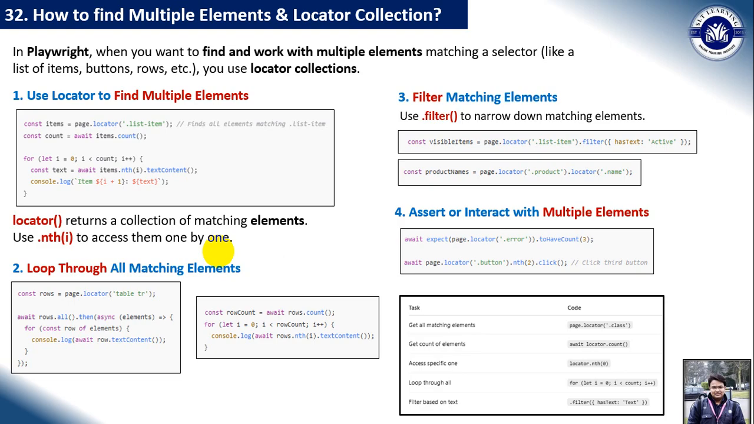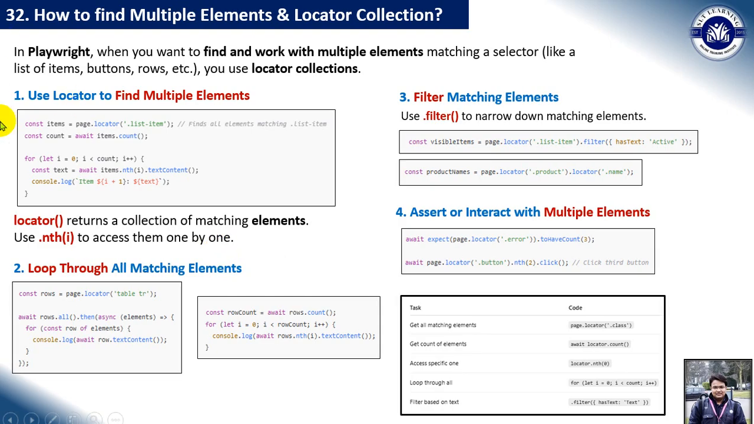If it is returning a single element, then you need to utilize it accordingly. It depends on you. There is no separate thing like locators or locator in Playwright. It's only one thing, page dot locator. So over here you see, use the locator to find multiple elements.